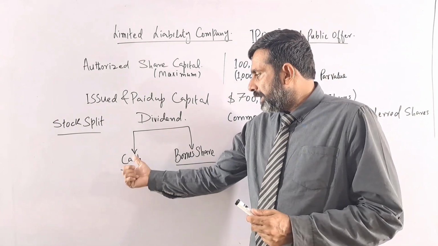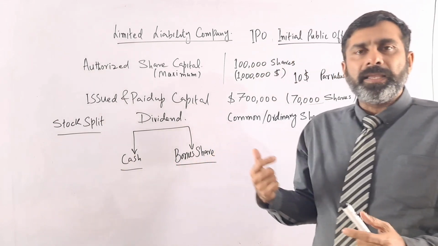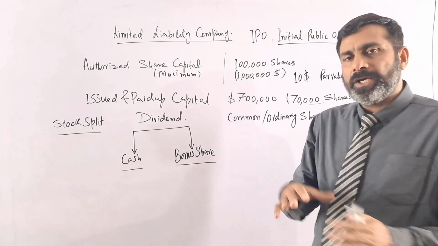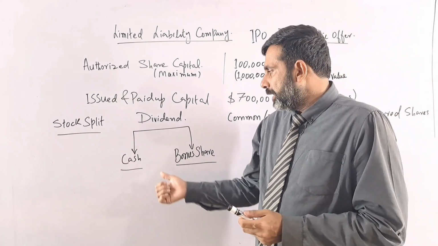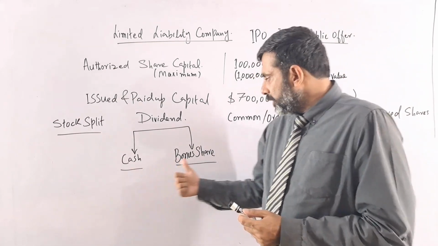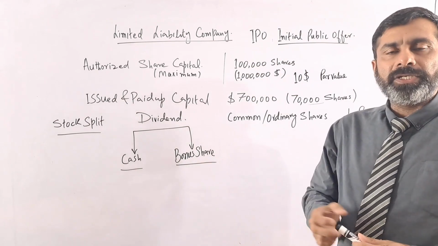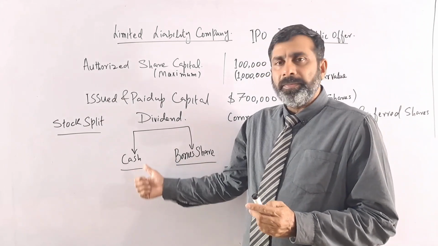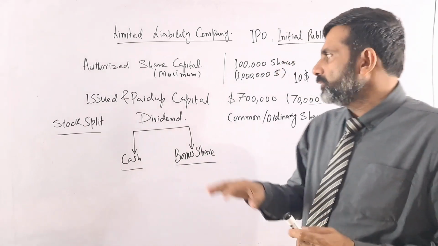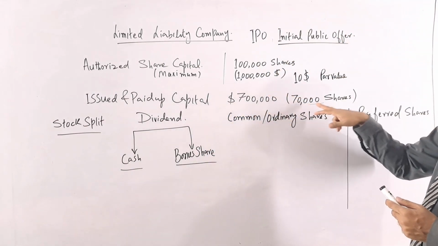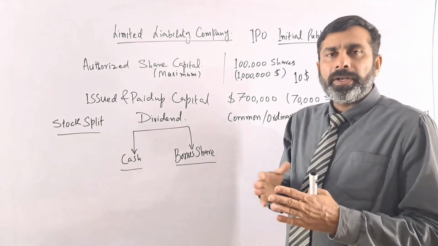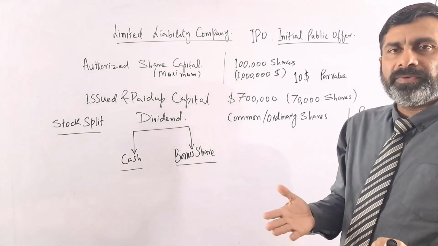The dividend has two different types. In the previous lectures we have even calculated how the dividend is there, what is the value, how it is depending. So it can be a cash dividend or it can be a bonus share. What is the difference between them? The cash dividend means, for example, they have issued 70,000 shares and they have retained earnings or unappropriated profit available with them.